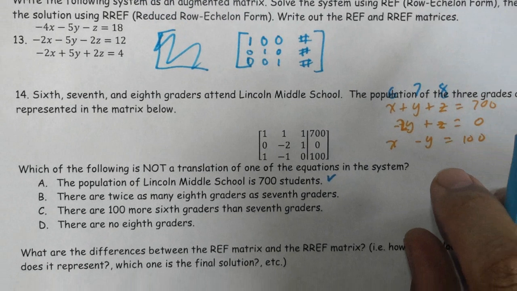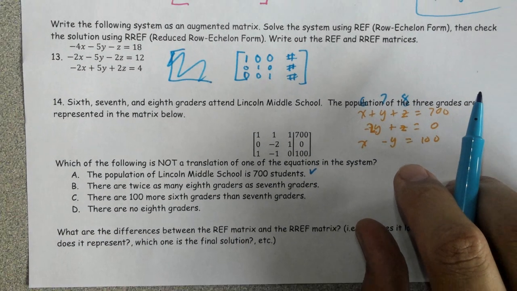B, we're trying to choose, there are twice as many 8th graders as 7th graders. 8th graders are my z's. This one has z by itself, so let's go ahead and solve this. This is z is equal to, if we move that to the other side, that is 2y. What's going on here?